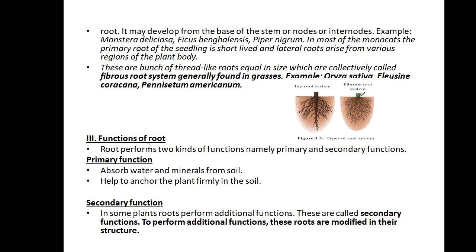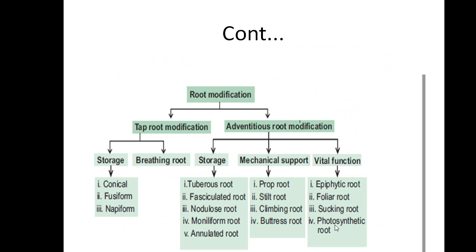What is the function of root? You know that it has two functions, primary and secondary. The primary function, you know already, is to absorb water and minerals from the soil. It helps to anchor the plant firmly in the soil. The secondary function means in some plants roots perform additional functions. To perform the additional functions, these roots are modified. Secondary function means the root structure gets modified, so it is called a secondary function.